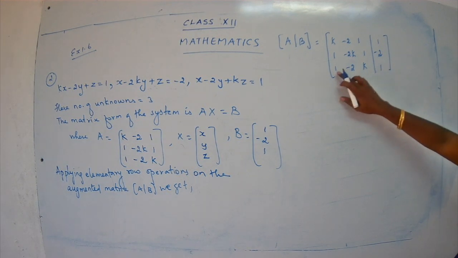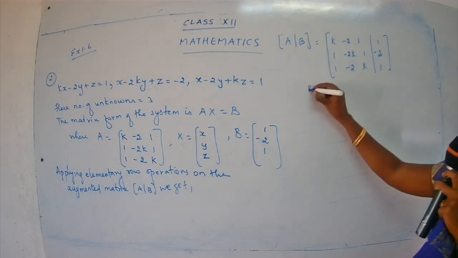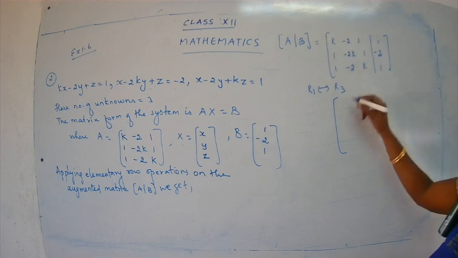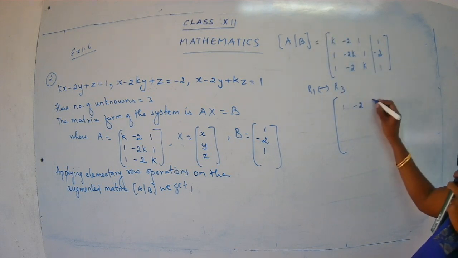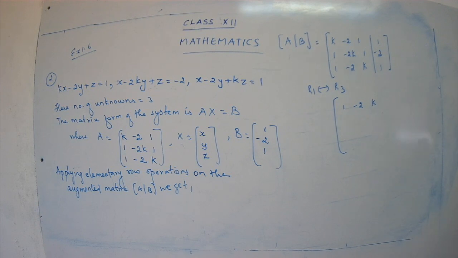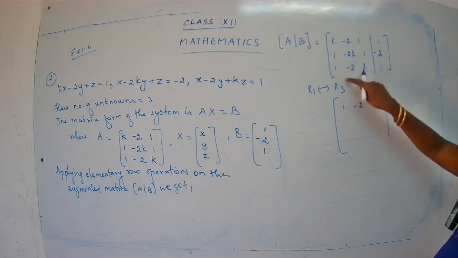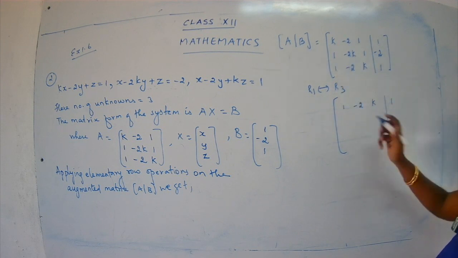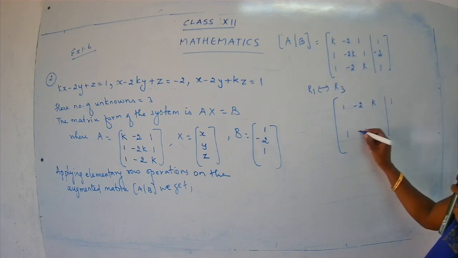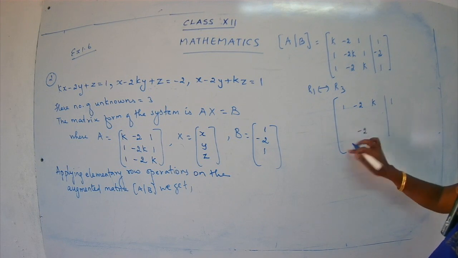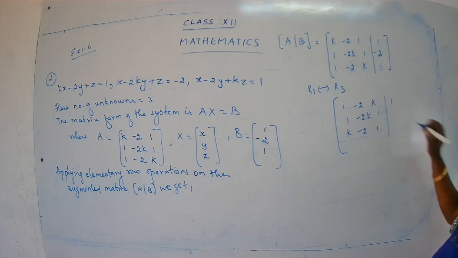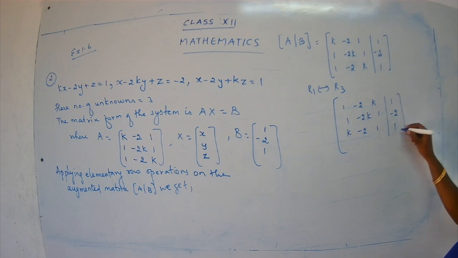So we are going to interchange row 1 and row 3. I'll put here R1 interchanged with R3. So I get 1 minus 2k. I'm just interchanging R1 and R3. I'm not going to make any changes to R2, so keep that in your mind. R1 comes in place of R3, so I get k minus 2, 1. And the second row remains the same: 1 minus 2k, 1, and 1 minus 2. I hope the step is clear to you, children.